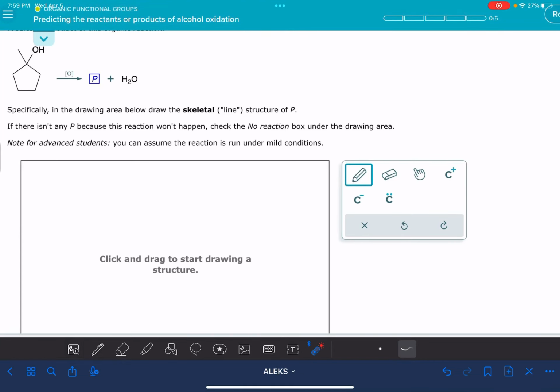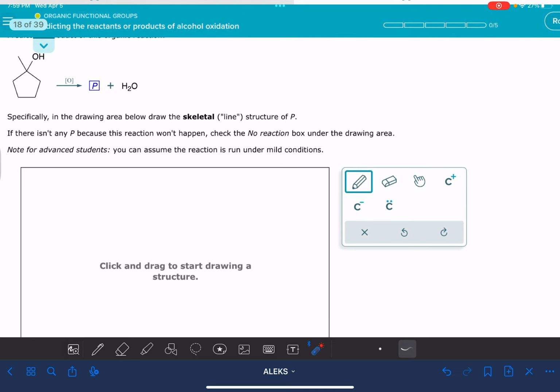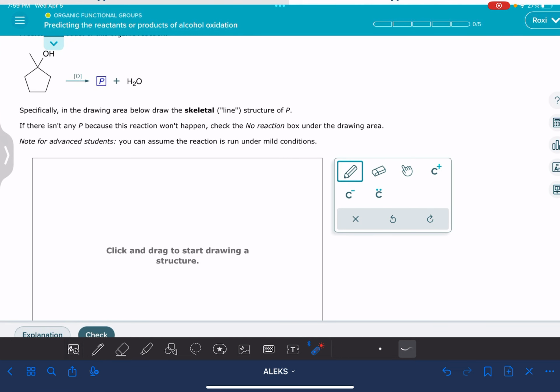In this video, I'll show you how to solve the ALEKS problem called predicting the reactants or products of alcohol oxidation. So this problem is giving us a structure of an alcohol, and it's asking us to predict the product of the oxidation of that alcohol. It is telling us that the reaction is being run under mild conditions.